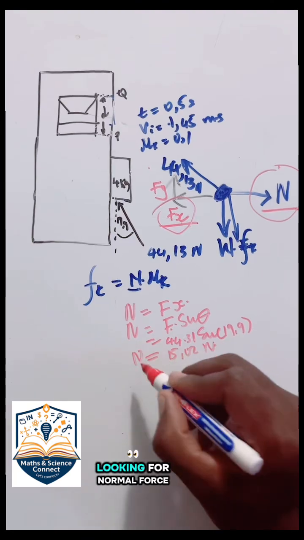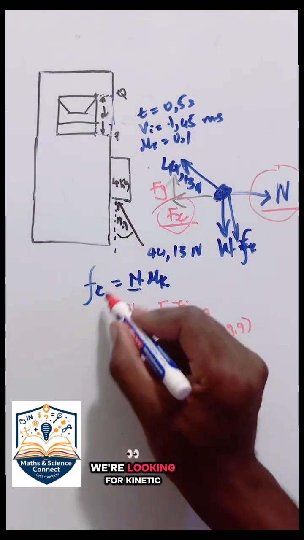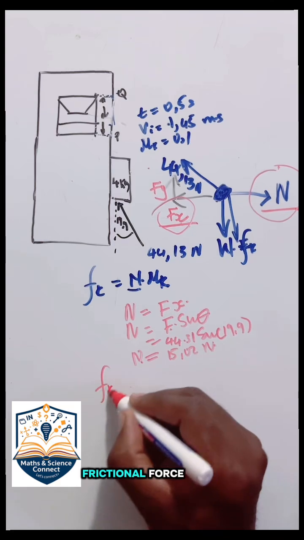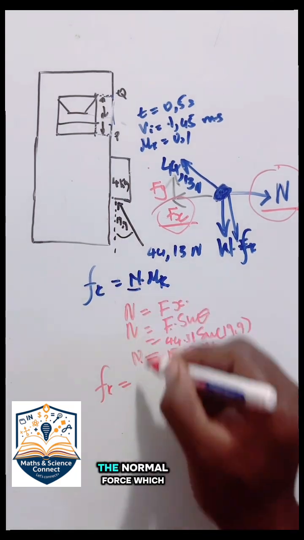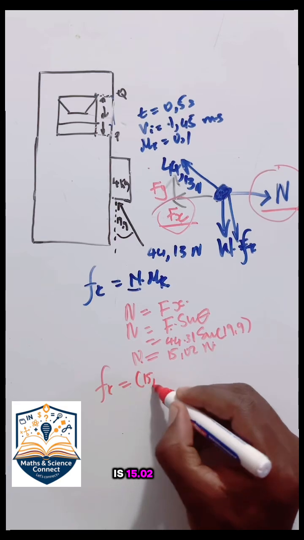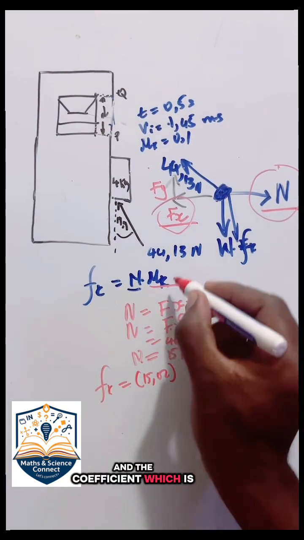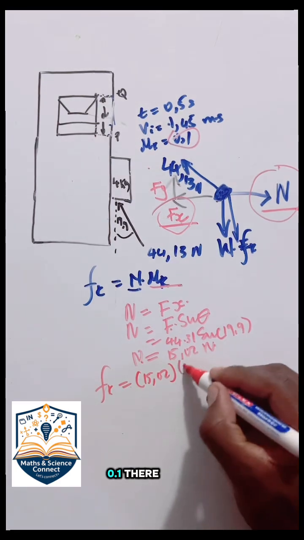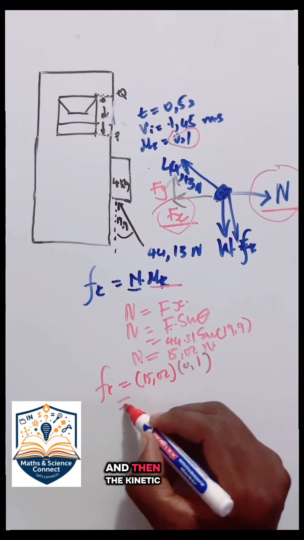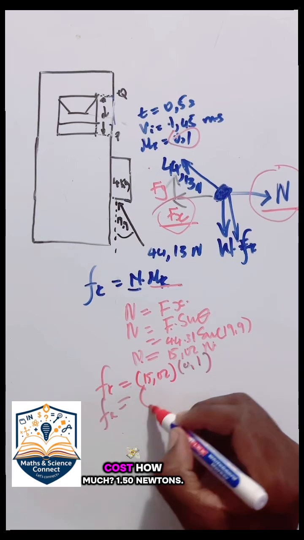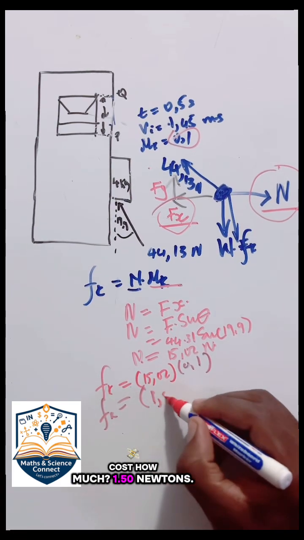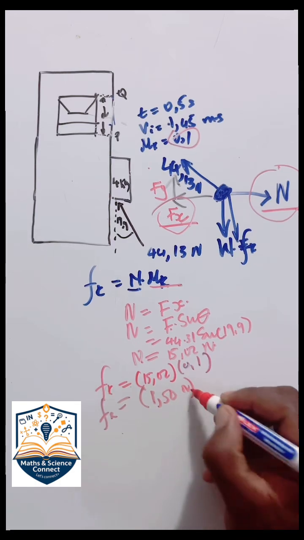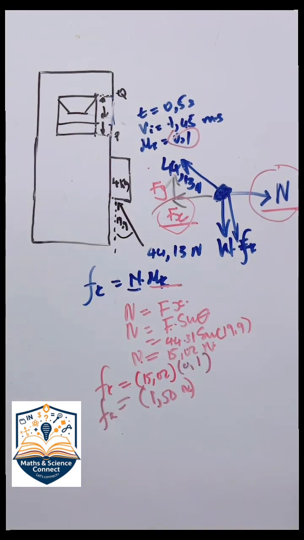But as we're not looking for normal force, we're looking for kinetic frictional force, which is given by the normal force, 15.02, times the coefficient, 0.1. The kinetic frictional force is then equal to 1.50 newtons. So this is how we get the kinetic frictional force.